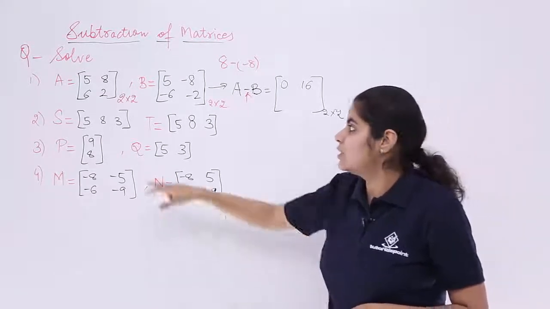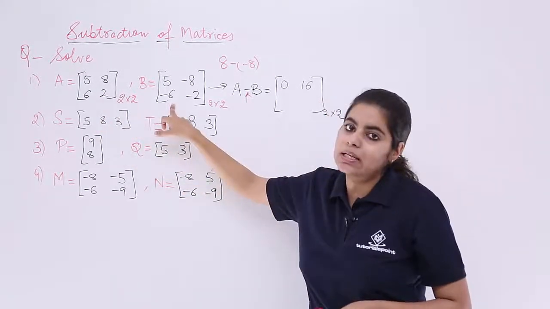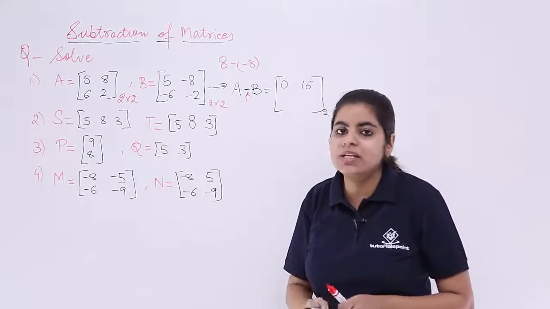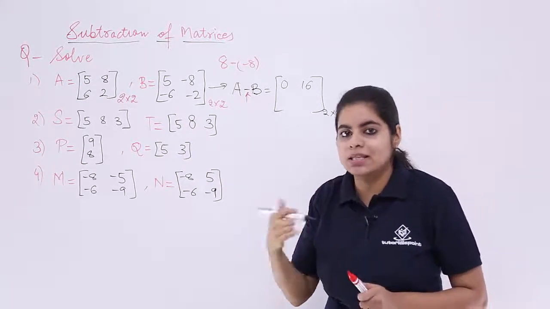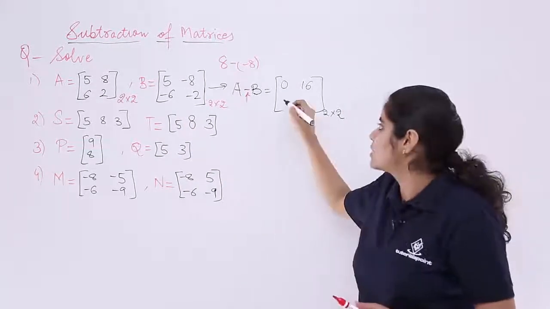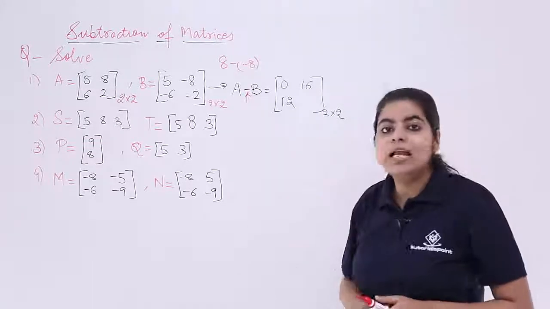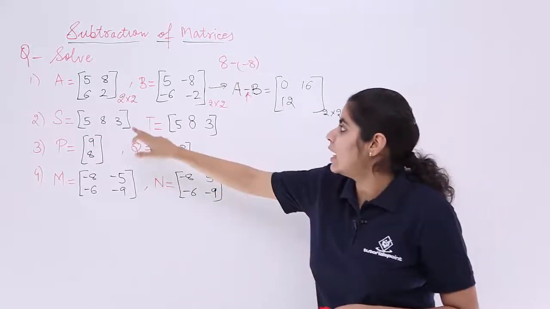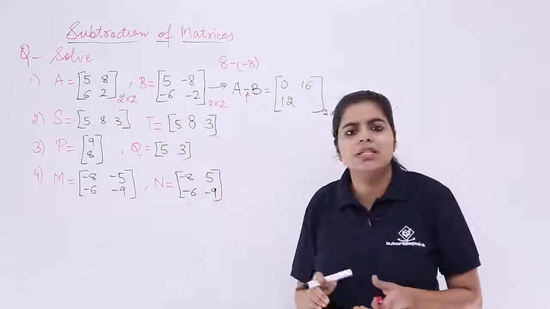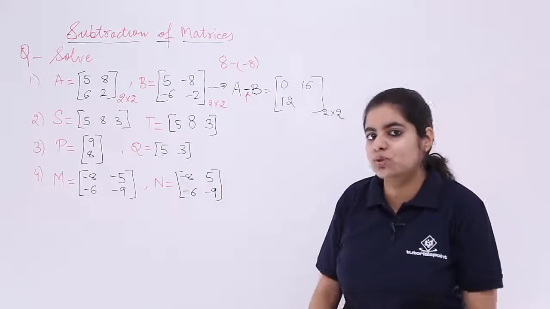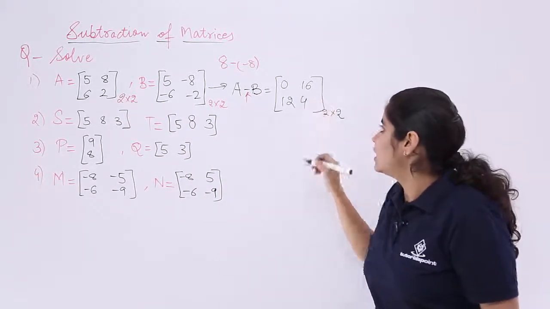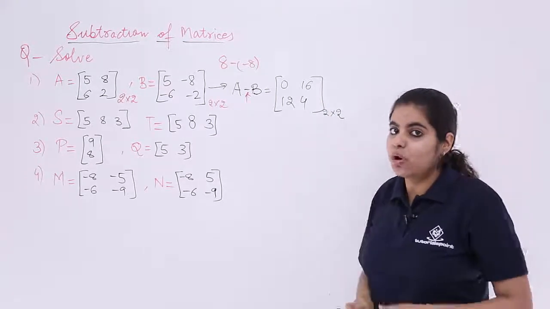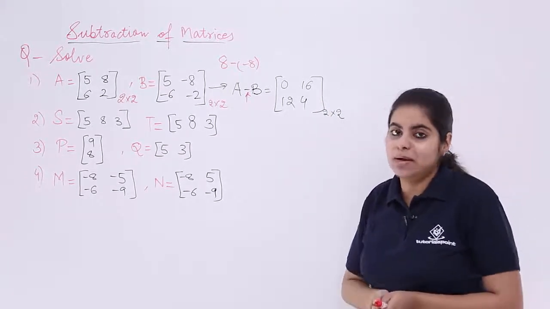What about the next element? Here it is 6, here it is minus 6. The same procedure as for minus 8. So, it becomes 6 minus minus 6, which is 6 plus 6, which becomes 12. Last but not the least element. I have 2 here, minus 2 here. Same story, 2 minus minus 2, 2 plus 2 becomes 4. So, the answer is 0, 16, 12, 4, which is a 2 by 2 matrix, a square matrix.